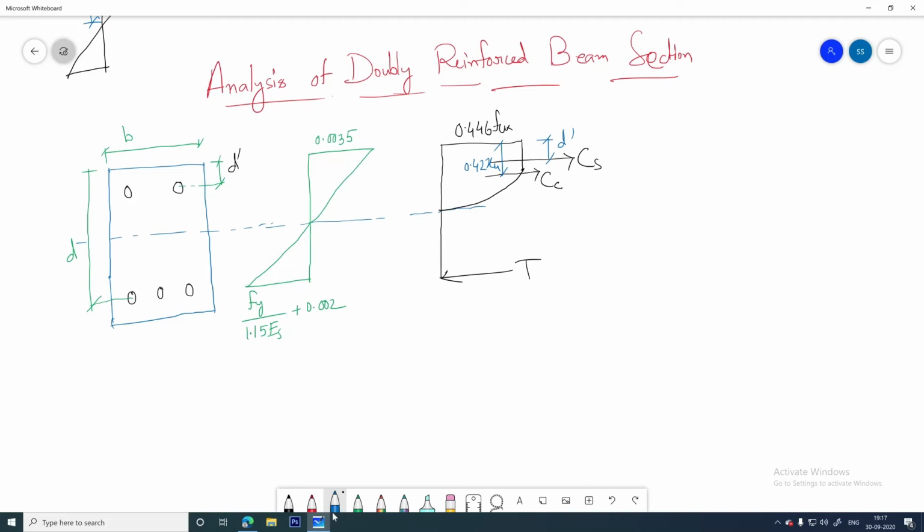Now as we have in the compression zone two forces, one due to the steel and one due to the concrete, we can write that C equals Cs plus Cc, and what is C? That is the total force in concrete.